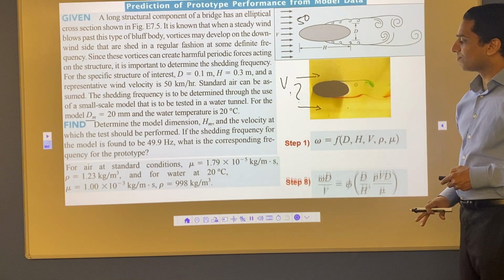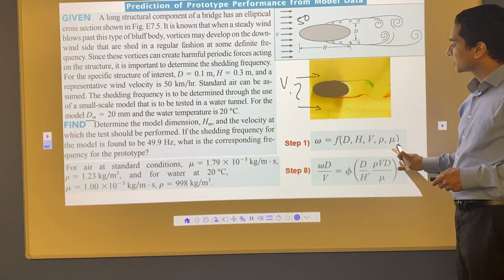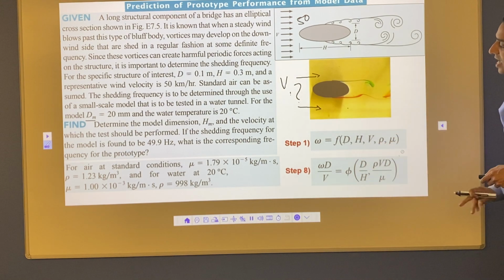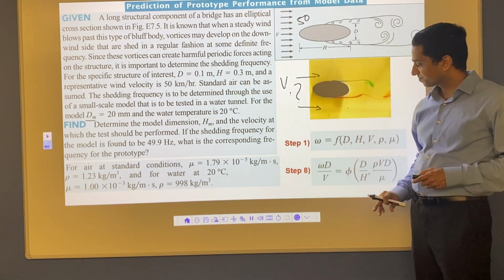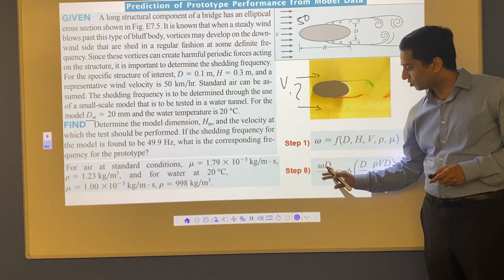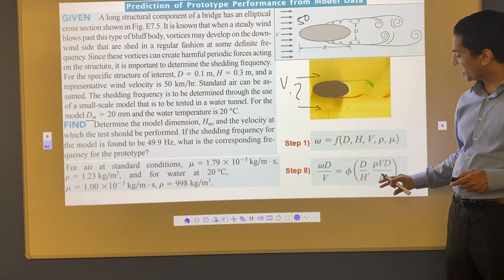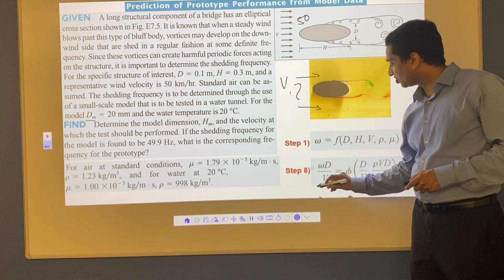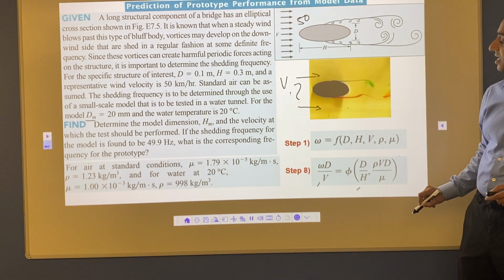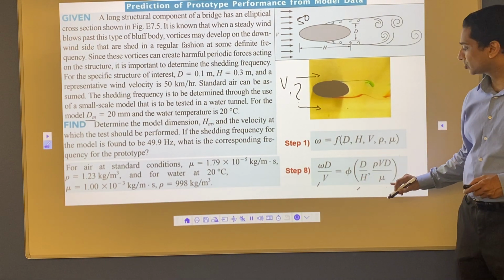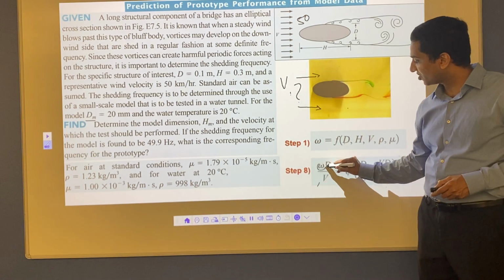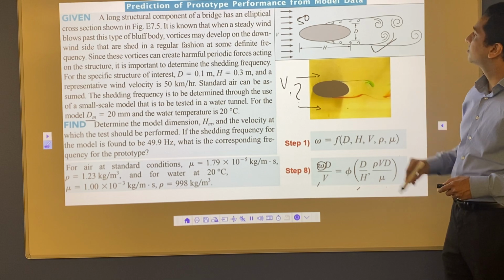So Buckingham pi theorem, you start with step 1. Frequency depends on these, list all the variables, these variables we have. You start with step 1 and then you end up with step 8. Step 8 says that this one, w by D, h by D, is your pi 1, this is your pi 2 and this is your pi 3. So this pi 1, pi 2, pi 3 you get, and now your job is to calculate what is the frequency for prototype.